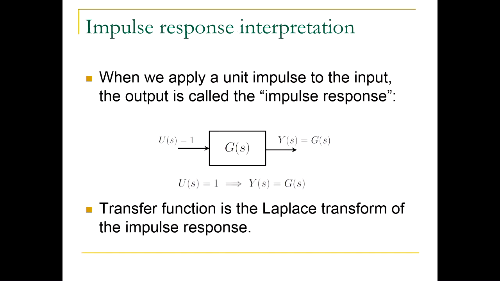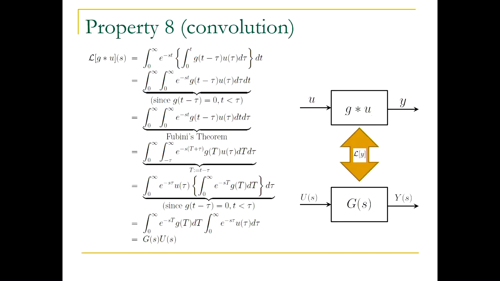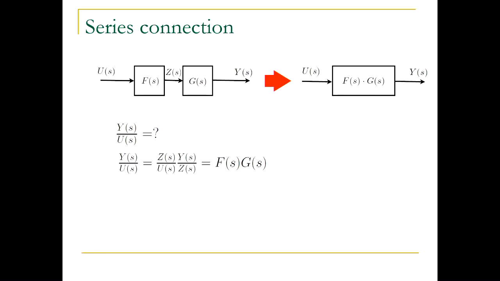How do I see this? Well, what is g of s? Well, g of s is y of s divided by u of s. So I start by wanting to find what is y of s divided by u of s, because that's the transfer function. So let's look at the series connection. Well, what is the transfer function of the first guy? By the way, I introduced this intermediate variable z, which is the output of the first subsystem, but that's the input of the second subsystem. The same variable, z.